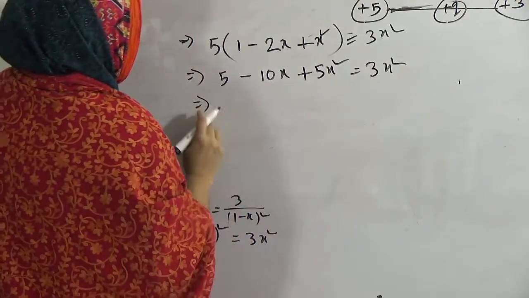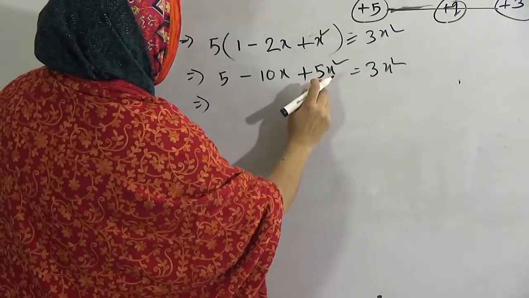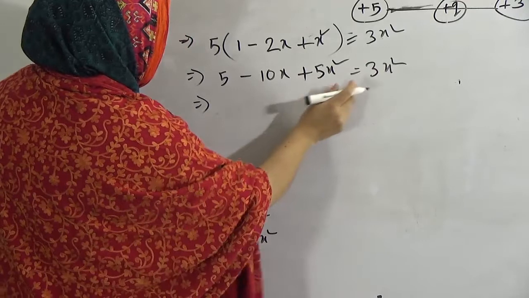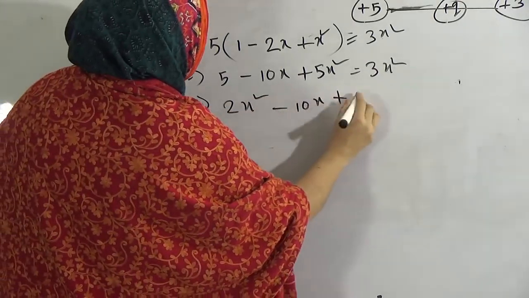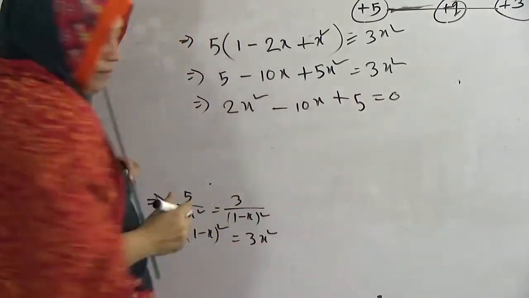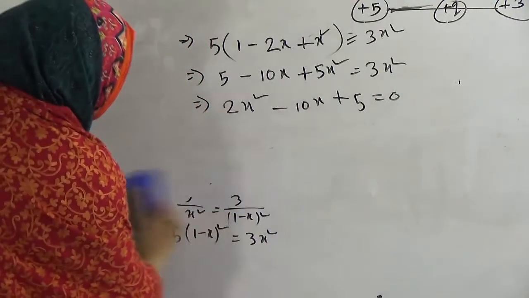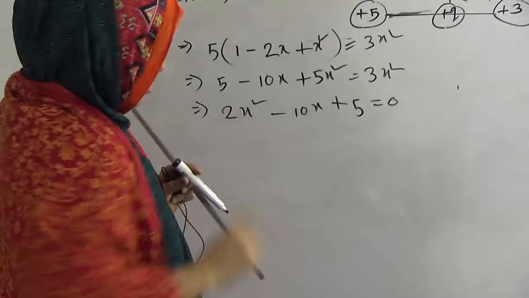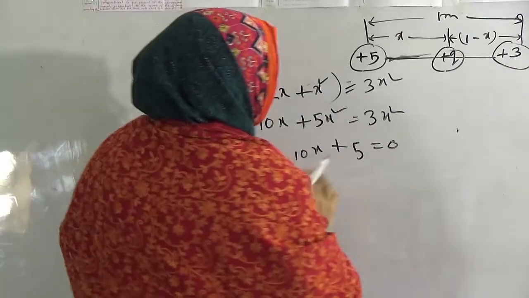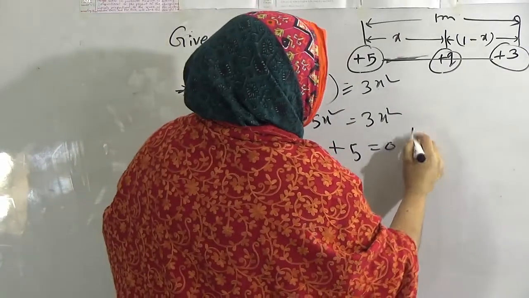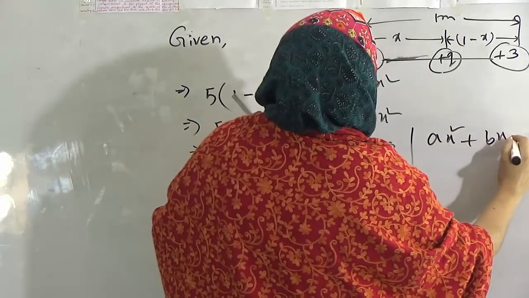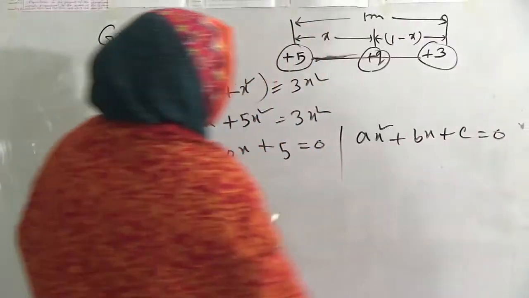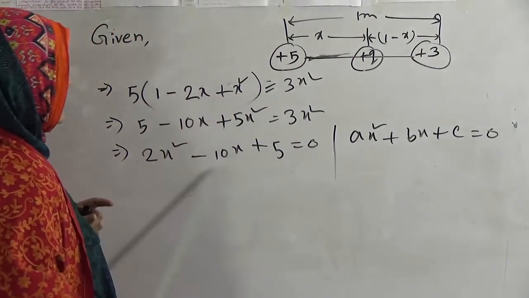Now change sides: 5x square minus 3x square. So it will be 2x square minus 10x plus 5 equals 0. My dear students, now see, we can compare this with ax square plus bx plus c equals 0. Just similar to this equation.